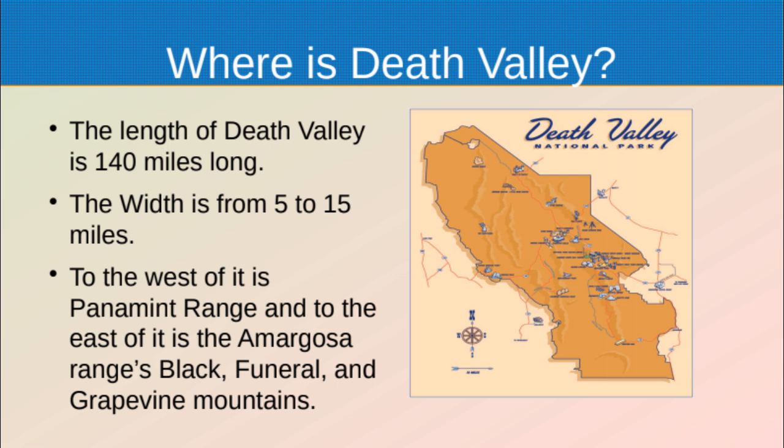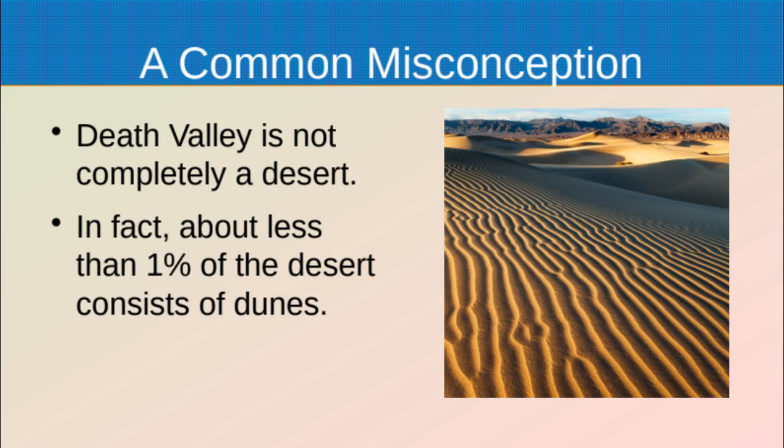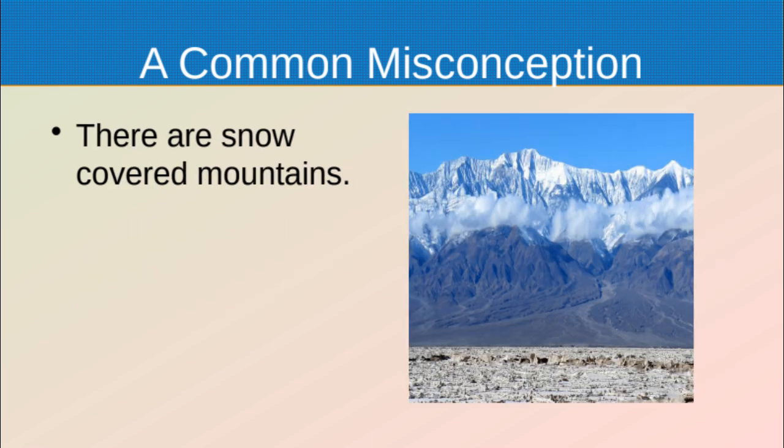To the west is Panamint Range and to the east of it is the Amargosa Ranges, Black, Funeral, and Grapevine Mountains. It is located between the Great Basin and the Mojave Desert. A common misconception is that Death Valley is a barren wasteland. That is a false assumption. Death Valley is not completely filled with the typical desert land. In fact, less than 1% of the desert consists of dunes.